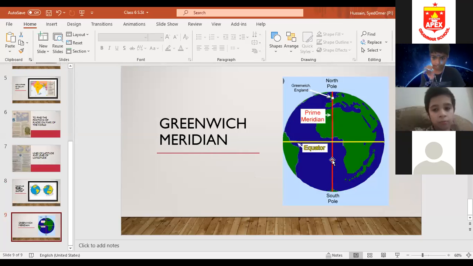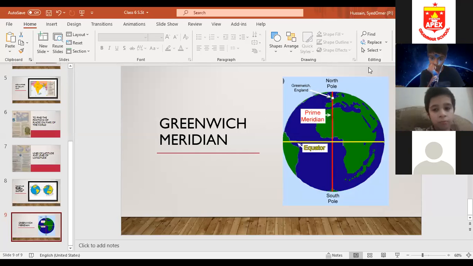It is running at 0° longitude, from South Pole towards North. And this prime meridian has a place on it that is called Greenwich, England. This is a place of England which is called Greenwich. That's why it is also called Greenwich meridian. Why is it called Greenwich meridian? Because it is meeting the line of prime meridian. That is why it is also known as Greenwich meridian.